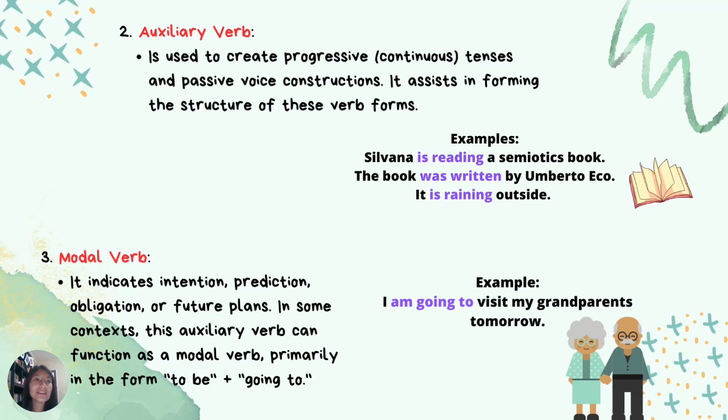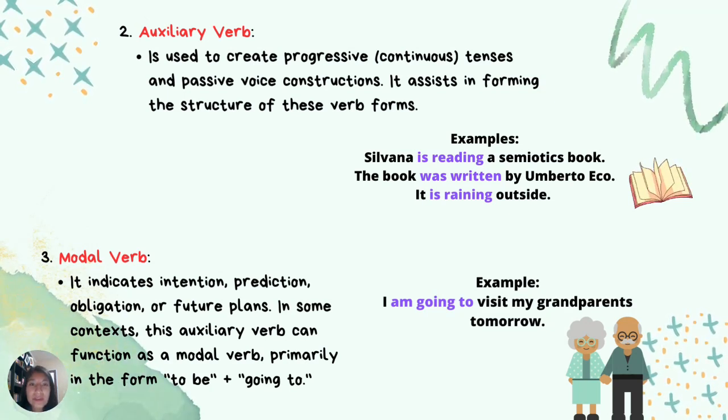The second function is as an auxiliary verb. It is used to create progressive or continuous tenses and passive voice constructions. It assists in forming the structure of these verb forms. For example, Silvana is reading a semiotics book. The auxiliary verb is helps form the present continuous tense, that is, reading.